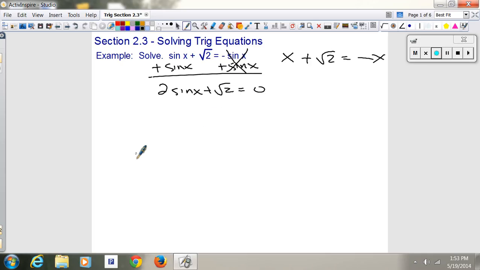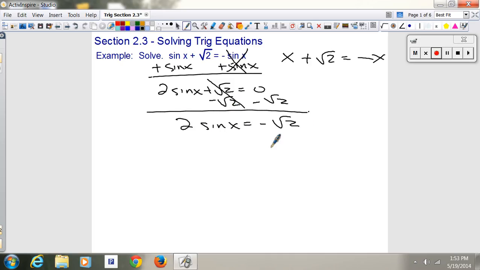Again, our goal here is just to get sine of x equals. So I need to get the sine by itself. I'm going to subtract the radical 2 next, so those will cancel out. I'll have 2 sine of x equals negative radical 2. We just want the sine by itself, so we're going to divide by 2. It's just algebra 1 skills. You just left the sine by itself: negative radical 2 over 2.